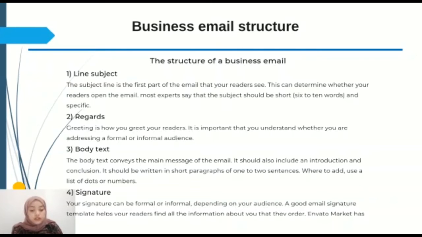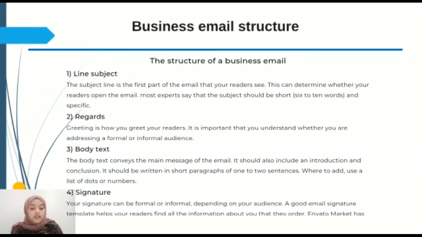Number two, regard. Greeting is how you greet your readers. It is important that you understand whether you are addressing a formal or informal audience. Number three.